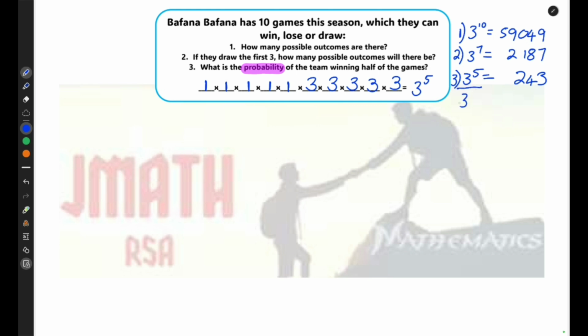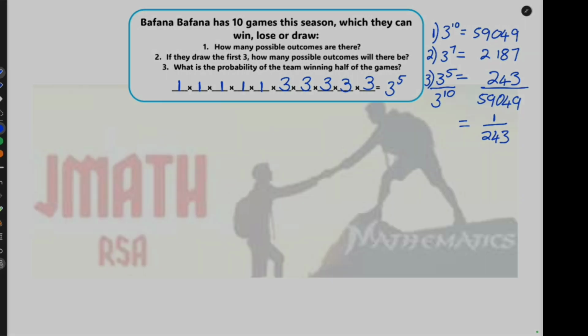So therefore I need to divide by 3 to the power 10, and I need to divide by 59049, and then you can just see if that can go any simpler, and I think it definitely can. So there we go. There were 2 questions about the basics of counting principles. Let's make it a bit more tricky so you can see what else to expect.